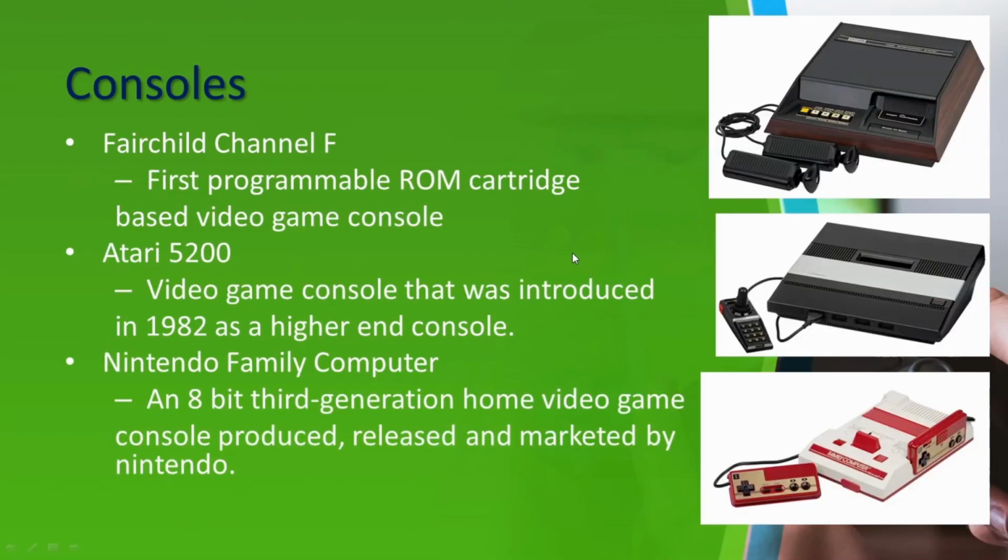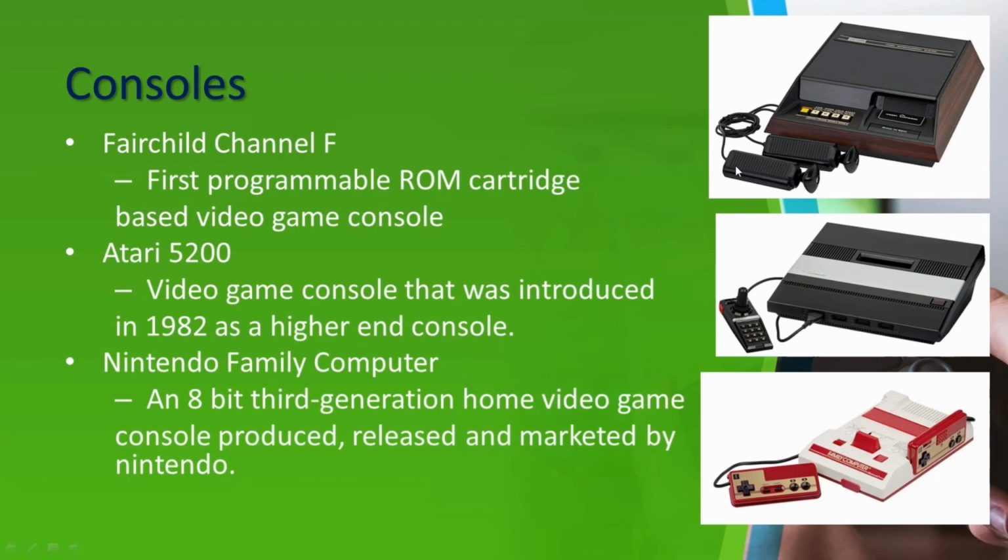Now, let's proceed with consoles. These are some of the earliest versions of the consoles that were available to the public. The first one is the Fairchild Channel F. It was the first programmable ROM cartridge-based video game console. That will be this image. Okay, so these are your controllers.